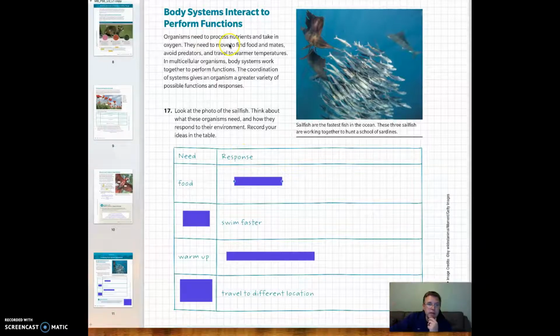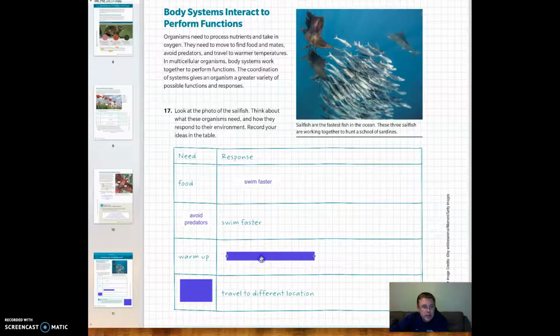So basically, if we have this sailfish, this is the sailfish right here, by the way. If we have the sailfish and it needs food, a response it might take would be to swim faster. Okay, that makes sense. It's going to go try to catch something. Okay, another need that we have down here could be to avoid predators. Same situation. Its response could be to swim faster if it's going to try to get away from someone. Maybe to zigzag or hide would be other responses.